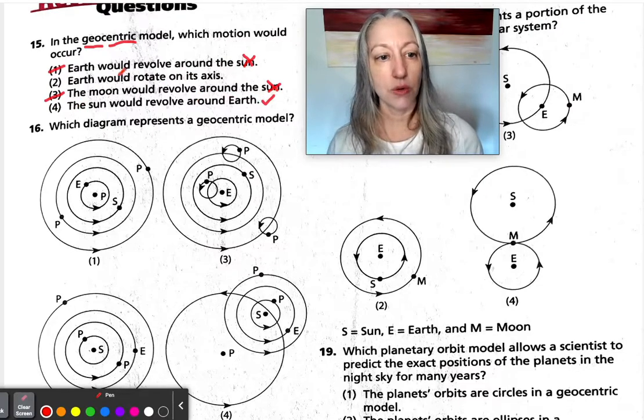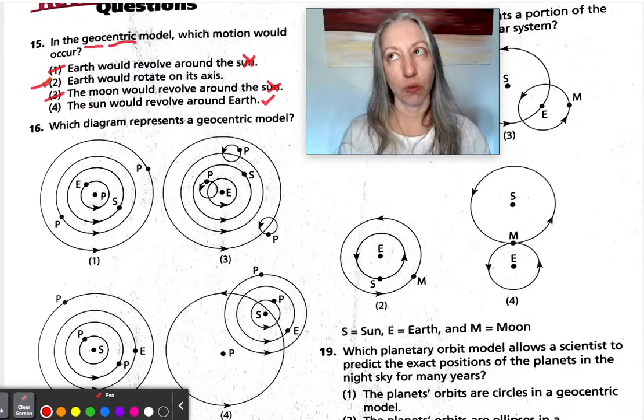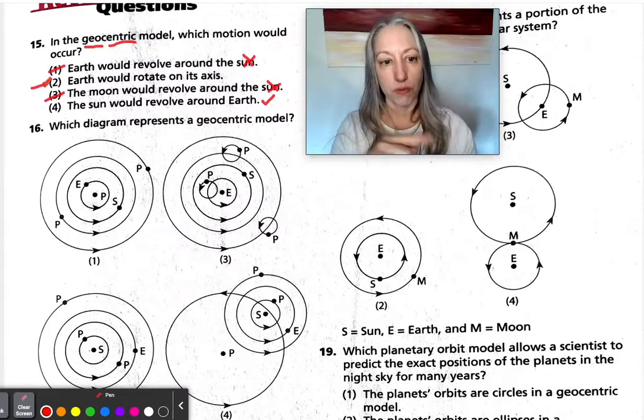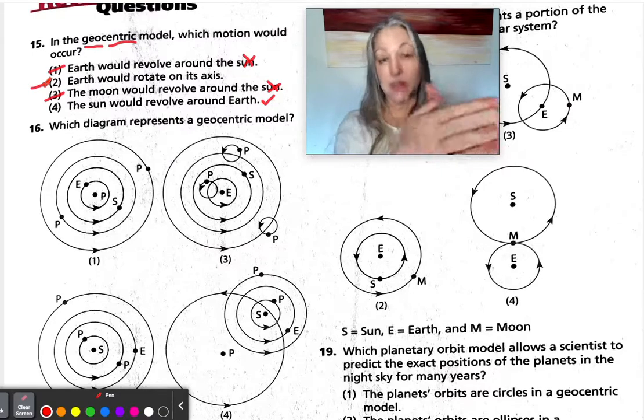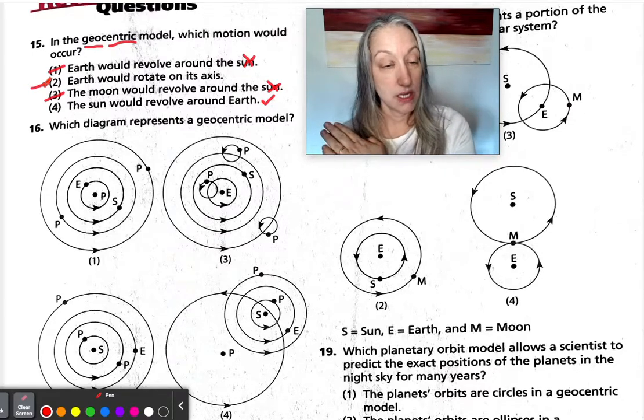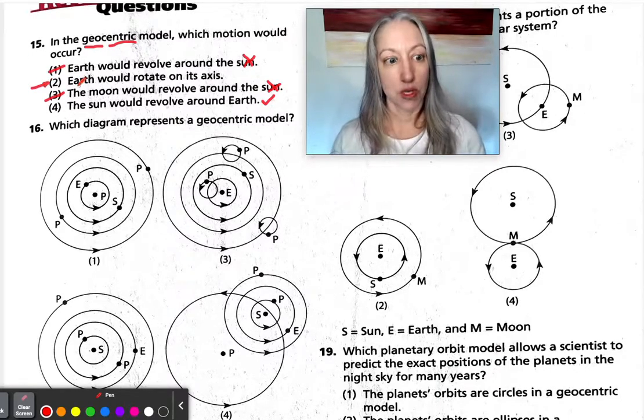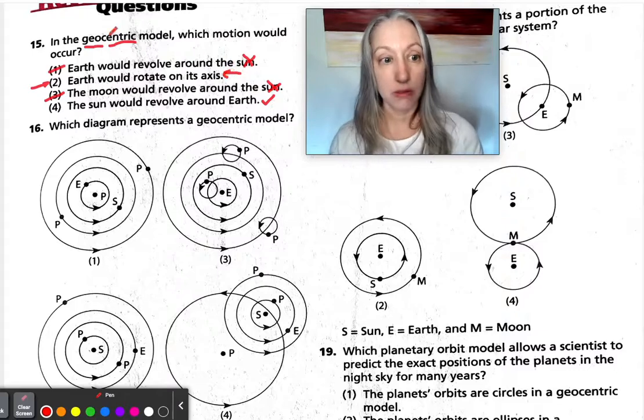Yes. I know that this one here is not correct, number 2, because in the real world, the Earth rotating on its axis, that explains why it looks like the sun is revolving around the Earth. So this is actually something that happens in the heliocentric model, which we know is the true model. It does not happen in the geocentric model. So that's why the correct answer should be 4.